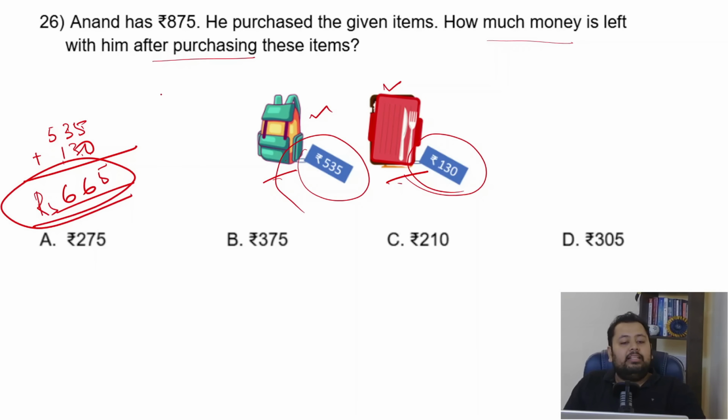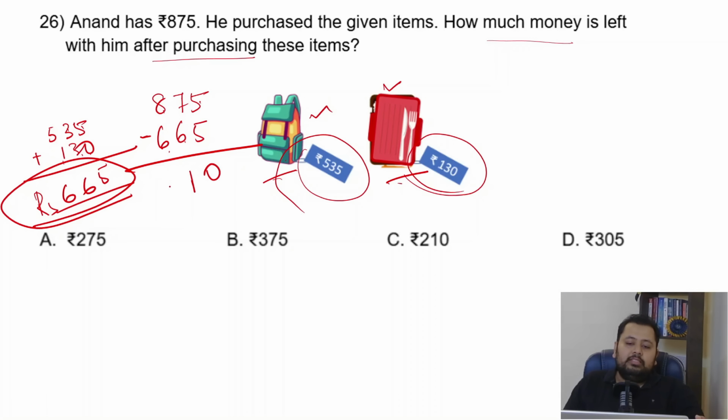How much money did he have in the beginning? He had rupees 875, out of which 665 is already spent. So what is remaining? 5 minus 5 is 0, 7 minus 6 is 1, 8 minus 6 is 2. 210 rupees is left with him. So 210 is your correct answer. Hope you got this one correct as well. If you did, give yourself a star.